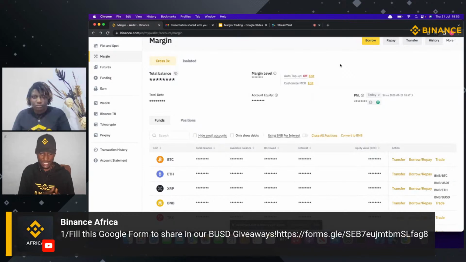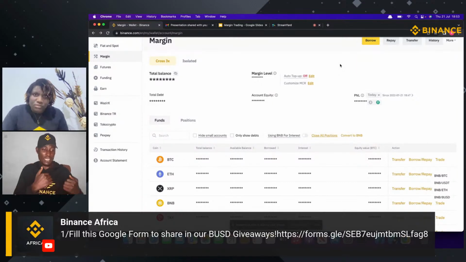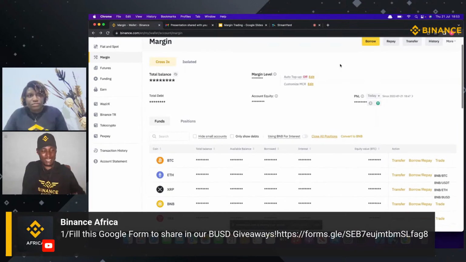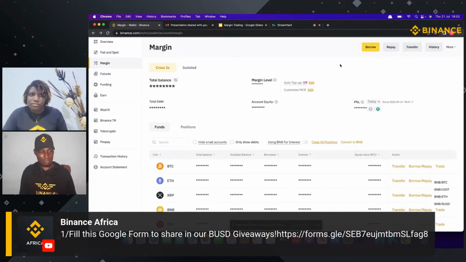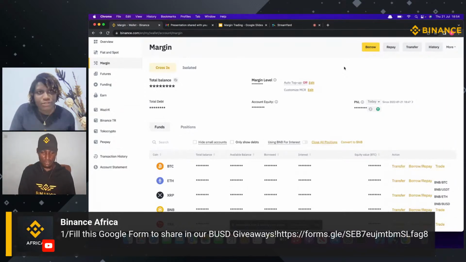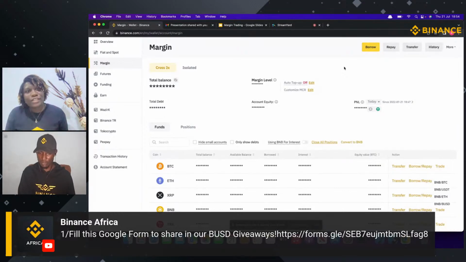Another question says, is there any difference between Binance loan and Binance leverage money? I believe the person is just trying to know if there is any difference between Binance loan and Binance margin. Yes, that is a different product for Binance. This is margin trading, where you have leverage to increase your capital, but we also have the loans where you can use whatever asset you have as collateral.